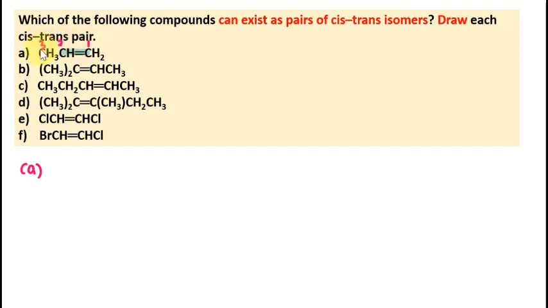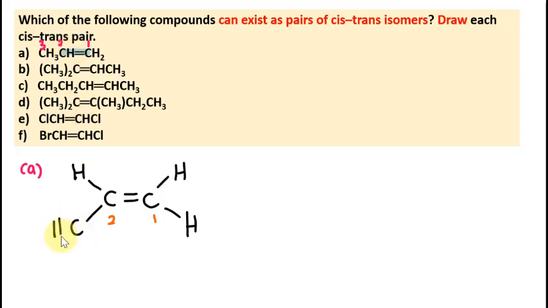1, 2, 3. So we have three carbons, and then take out the carbon-carbon double bond. This is our carbon-carbon double bond, between carbon number 1 and carbon number 2. Now let's focus on carbon number 1 and carbon number 2. At carbon number 1, we have two hydrogens. Here at carbon number 2, take out the bonding; carbon must have four bonds. Since we already have the double bond here, the other two bonds we write like this. On carbon number 2, we have one hydrogen, CH, and another one is CH3.